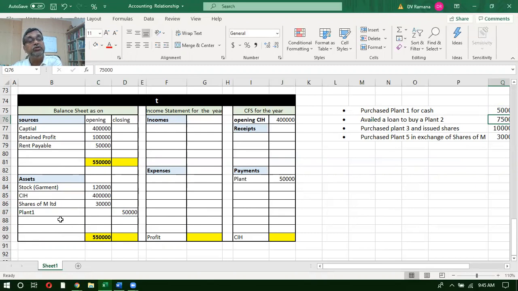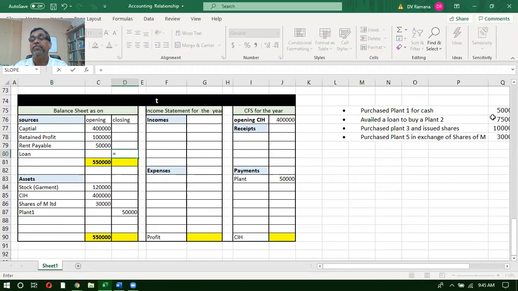worth of plant. So first they took a loan of 75,000 and acquired a new plant, that is plant 2, okay? So the acquisition of the first plant resulted in outflow of cash. The acquisition of the second plant resulted in a liability.